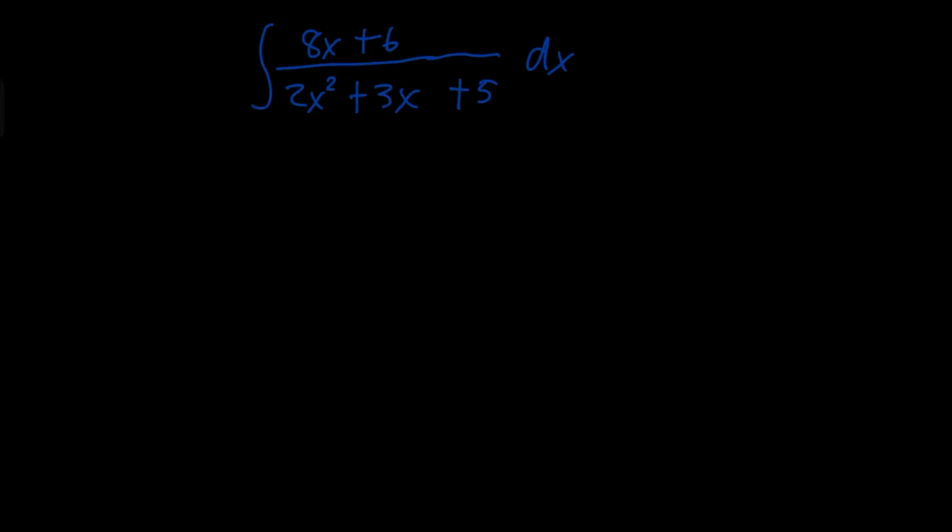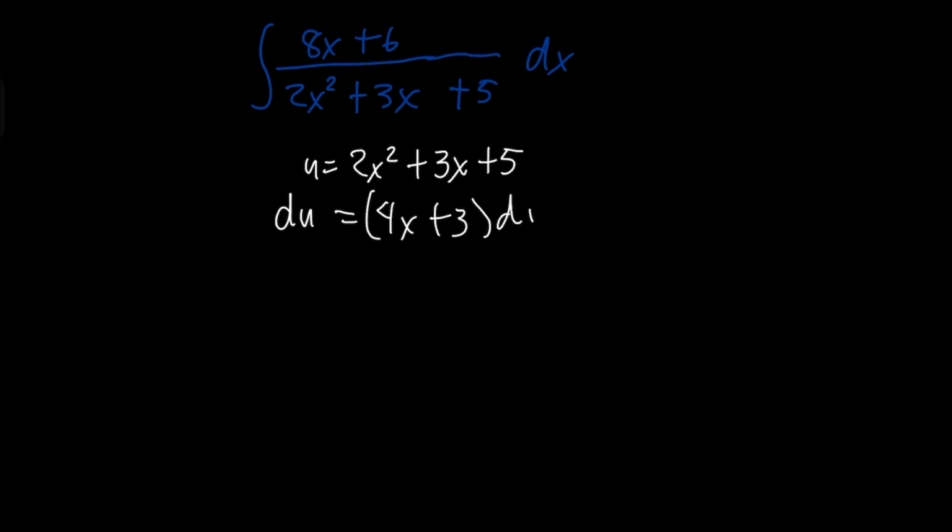So for today's video, we're going to solve an integral calculus problem that uses U-substitution. So the problem is the integral of (8x + 6) over (2x² + 3x + 5) dx. So if we let u be equal to 2x² + 3x + 5, then let's derive it. du is equal to (4x + 3) dx.